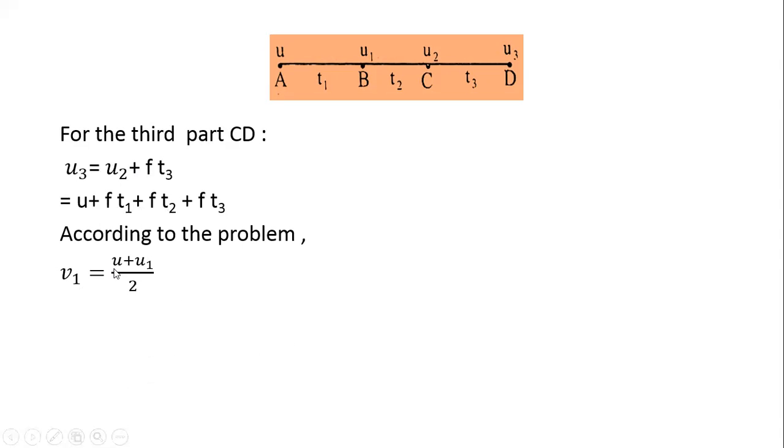v1 equals (u plus u1) by 2. Normally we use this formula for average velocity. Here, the initial velocity is u and the final velocity is u1, so v1 equals (u plus u1) by 2 for this part. For v2, for this part, we get (u1 plus u2) by 2. Here u1, u2. For v3, for part CD, the initial velocity is u2 and the final velocity is u3, so v3 equals (u2 plus u3) by 2.